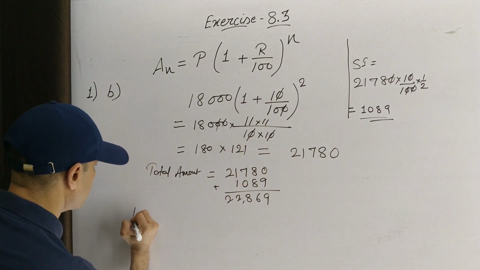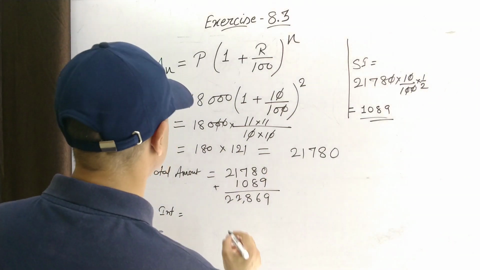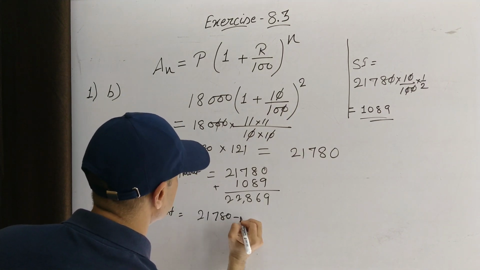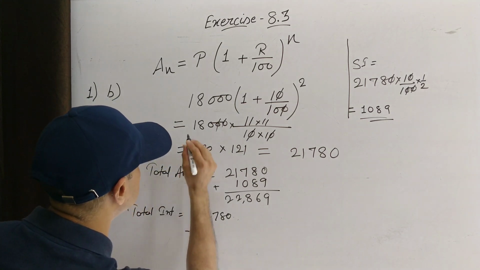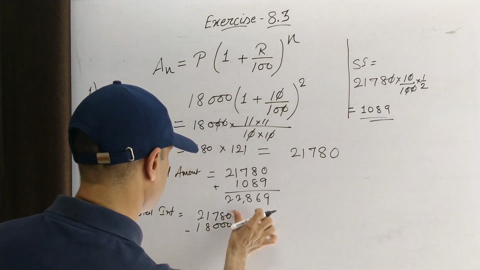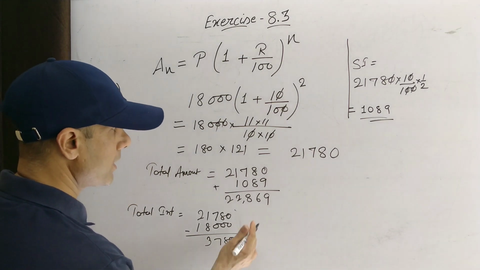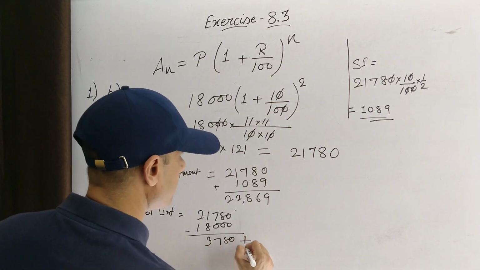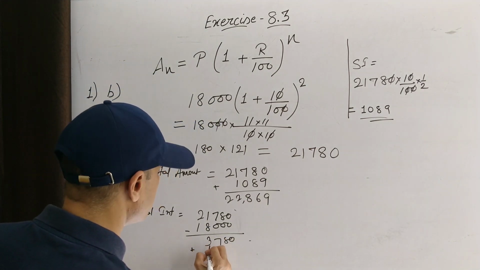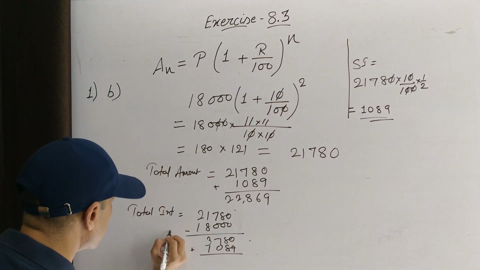So total interest is equal to 21780 minus, take it here only, minus 18,000. So this will be 3,780, and to it we will add this amount, that is for 6 months. So take it here only, 1089. So we get the value as 4,869.